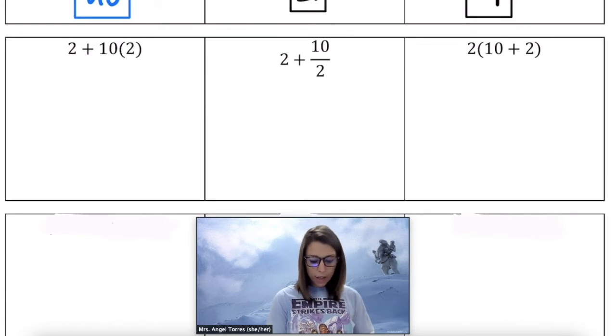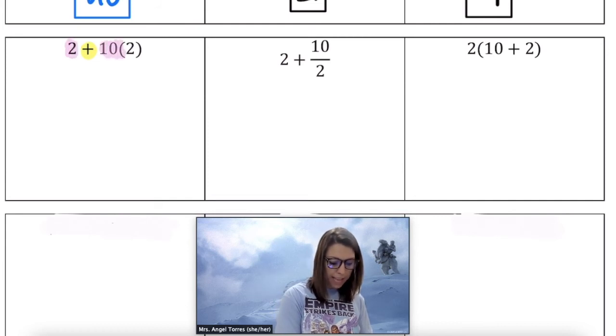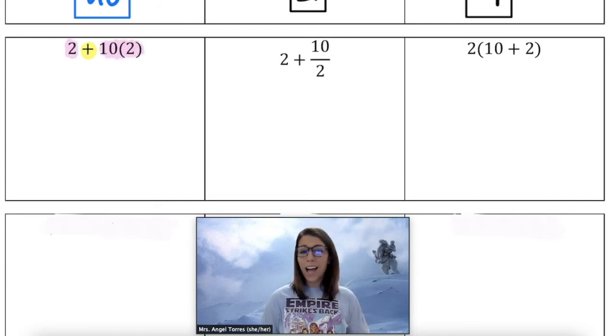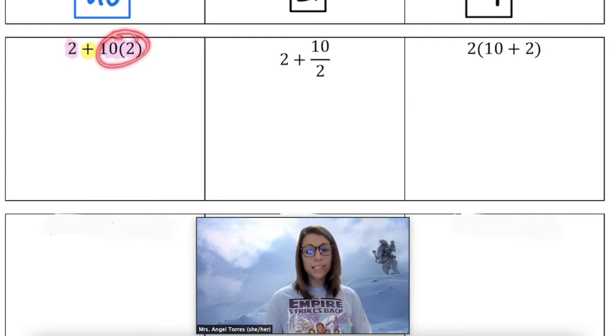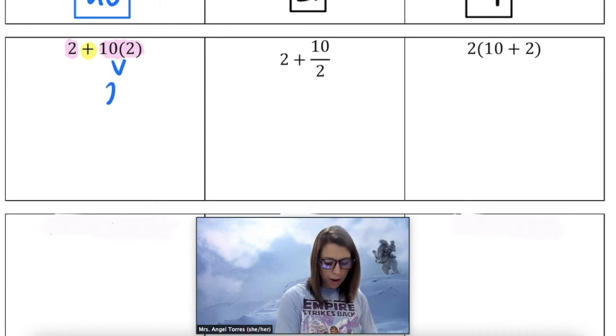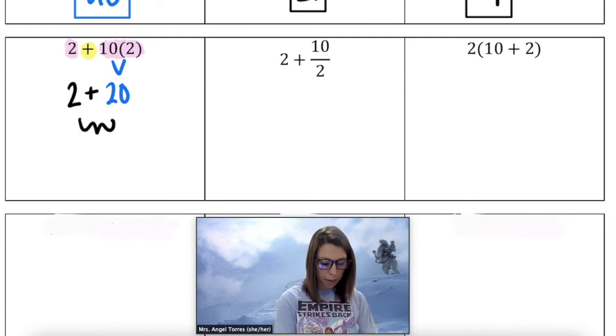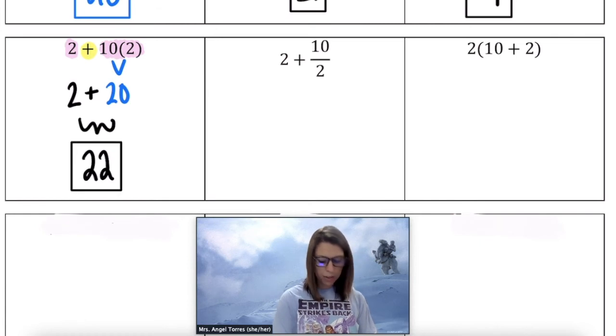Example 1, I see that there is an addition sign outside of parentheses that separates 2 from 10 times 2. So this is not 2 plus 10. This is 2 plus 10 times 2. So we have to do that math first. 10 times 2 is a product, 20, and that's what I'm adding on to 2. 2 plus 20, that's simple math. This expression has a value of 22.